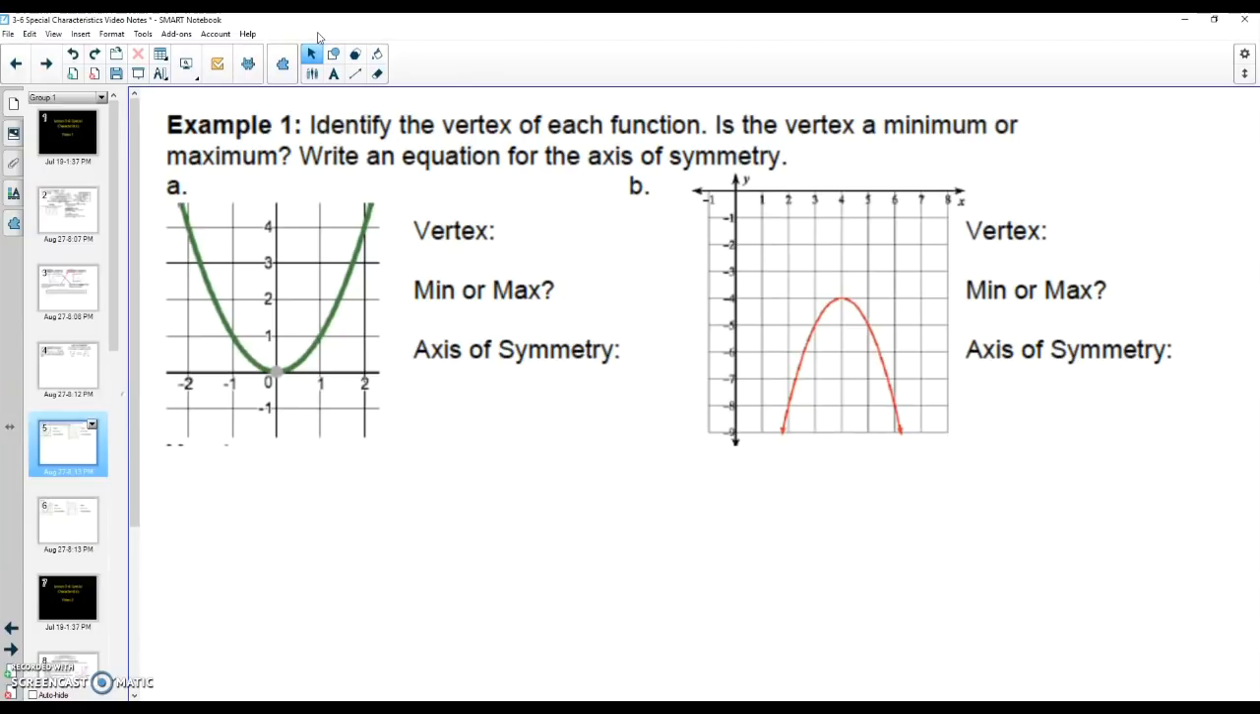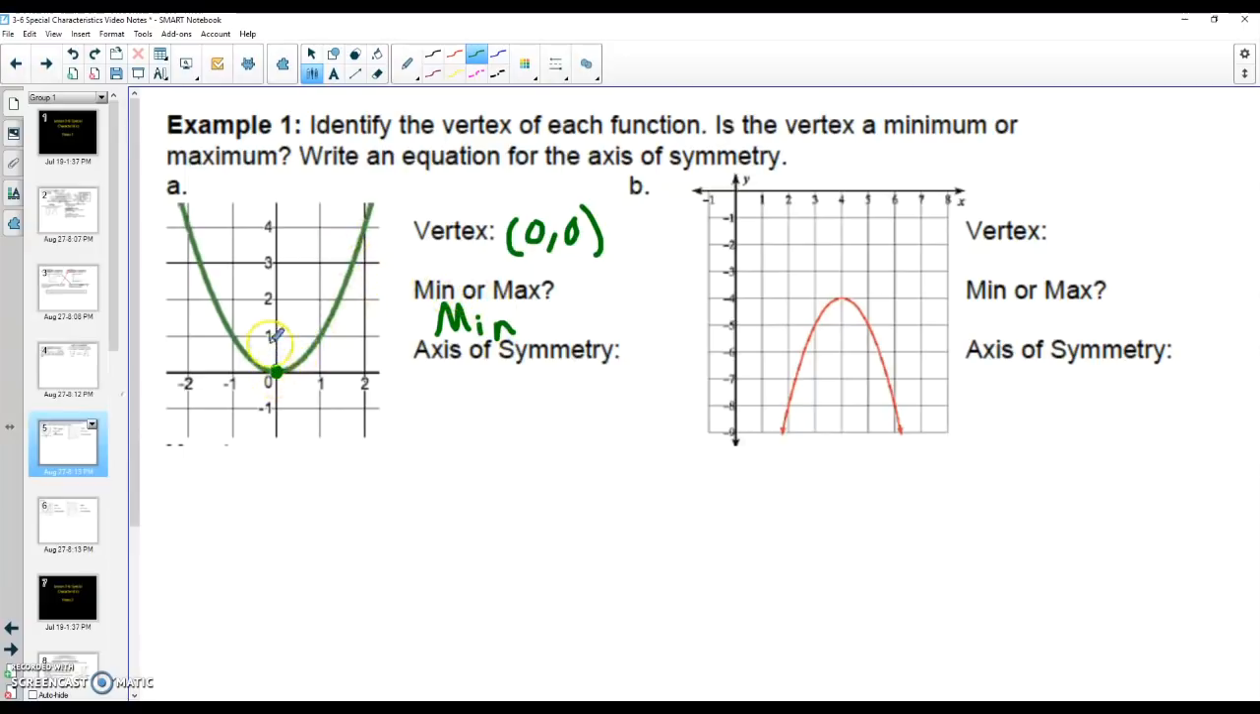We want to identify the vertex of each function. We want to tell whether the vertex is a minimum or maximum. And we want to write an equation for the axis of symmetry. So we'll start out with example A, the green parabola. We want to first find the vertex. So this one opens up, and we're going to find the vertex right here at the center. And we can see that that point is going to be (0, 0). So that is our vertex. And as we said, it opens up, so this is going to be the lowest point. So this is going to be a minimum.